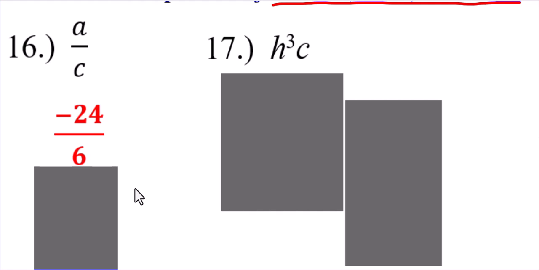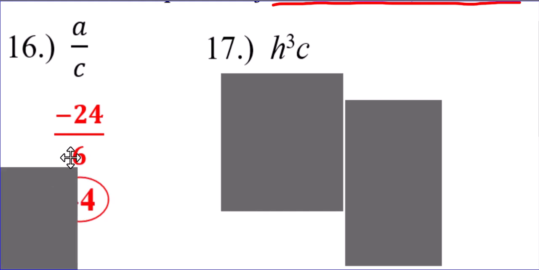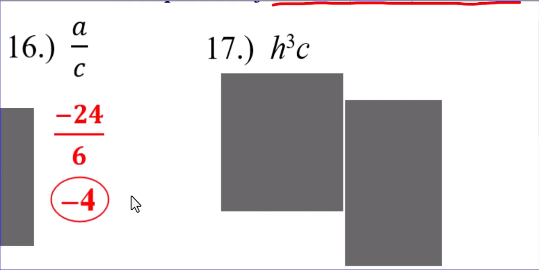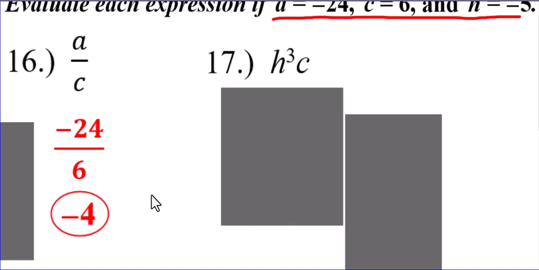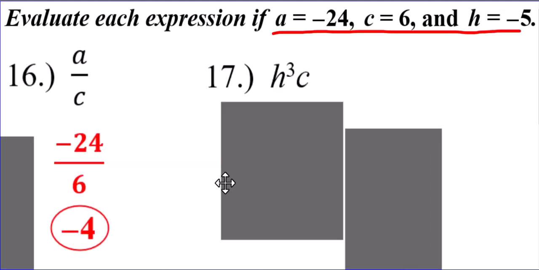We might as well finish this one together. -24 divided by 6. 24 divided by 6 is 4. Since they're different signs, that's going to stay -4. All right, hit pause on the video, do 17, 18, and 19 on your own, and then hit play when you're ready to see how you did.